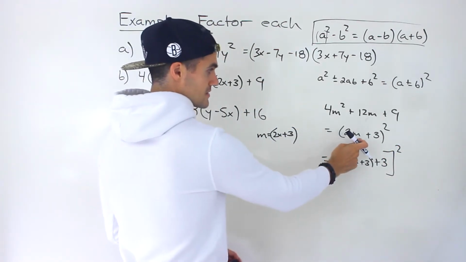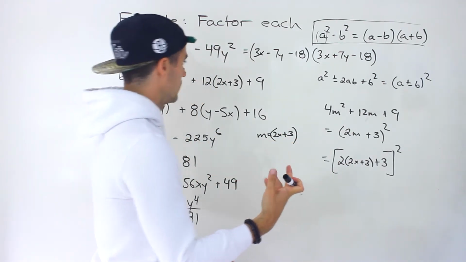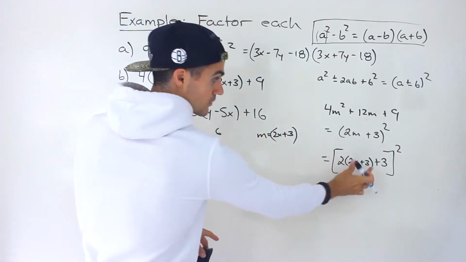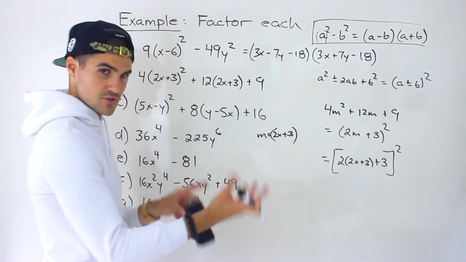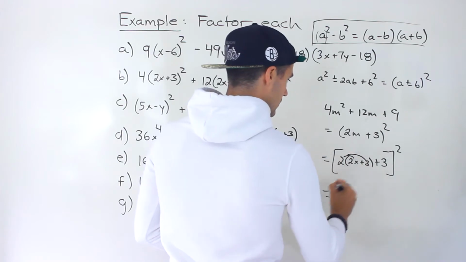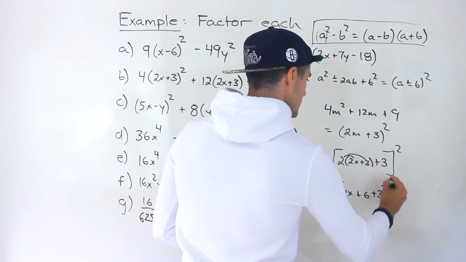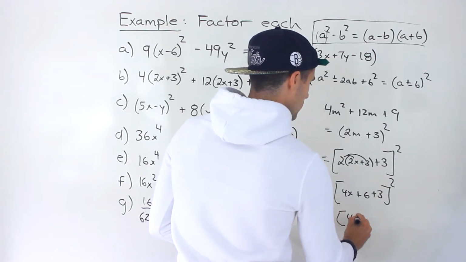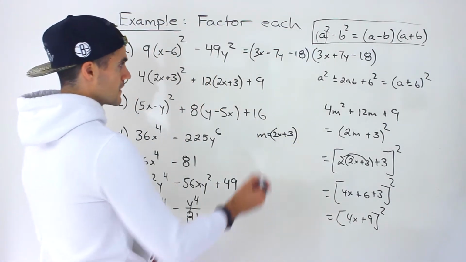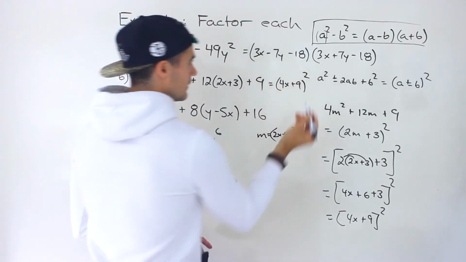The fact that this and this are similar, 2m plus 3, 2x plus 3, that's just a coincidence, right? This bracket could have been anything. It could have been like 3x minus 1, and then we'd be plugging in 3x minus 1 over here. So it's just a coincidence in this case that they're the same. And so over here, distribute: 4x plus 6 plus 3. That's going to be squared, which would give us 4x plus 9 squared, like that, right? So this ultimately ends up factoring into this over here.